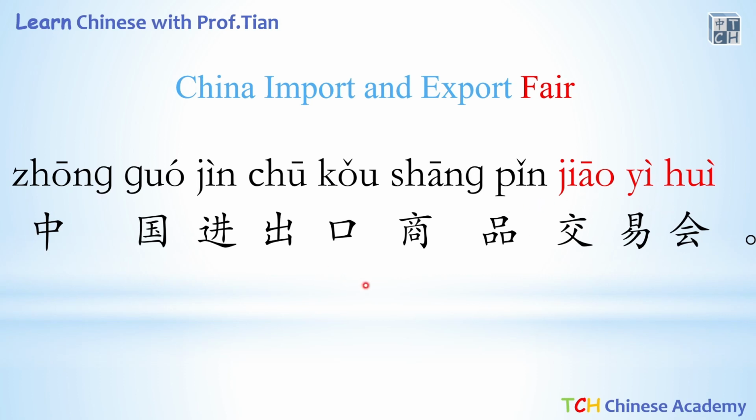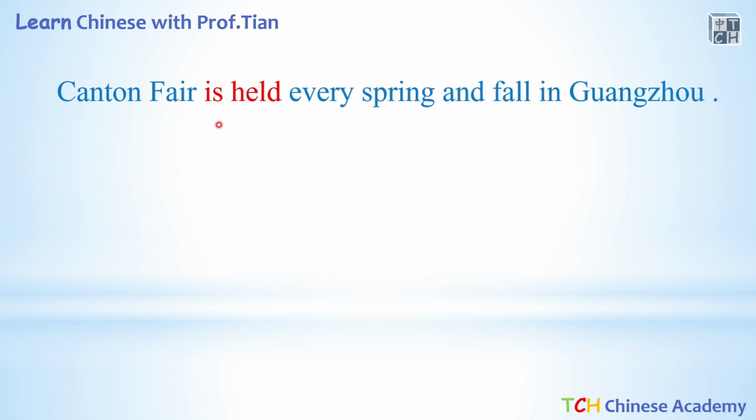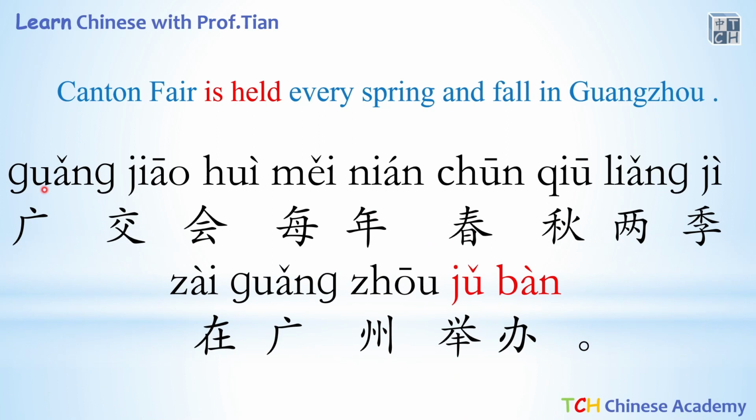Okay, now let's move on to the next sentence. Canton Fair is held every spring and fall in Guangzhou. And in Chinese is 广交会每年春秋两季在广州举办. Here, Canton Fair, as we just mentioned, is the 广交会. And it's held, pay attention to this expression, it is passive voice in English, but in Chinese it is an active voice. So it is 举办. This is the first thing we need to pay attention to if you want to speak authentic Chinese.